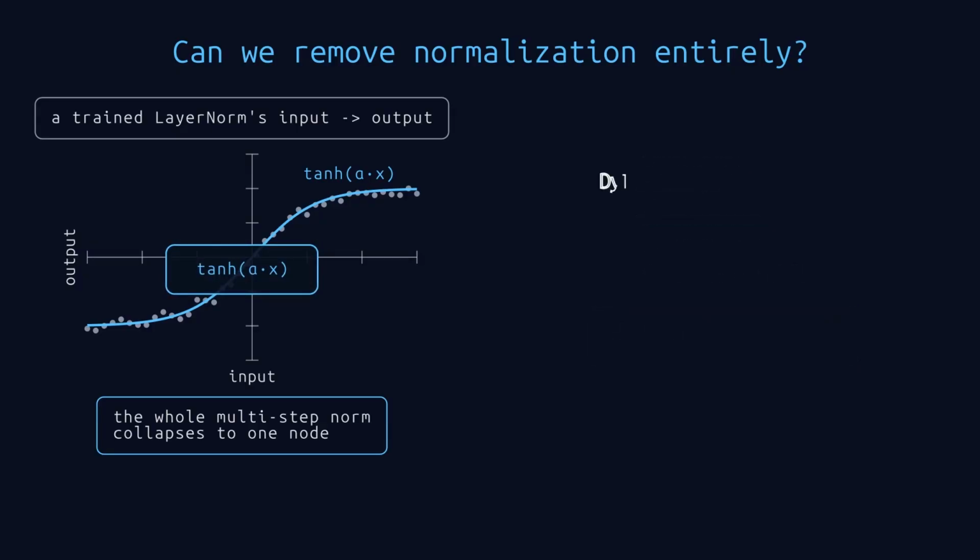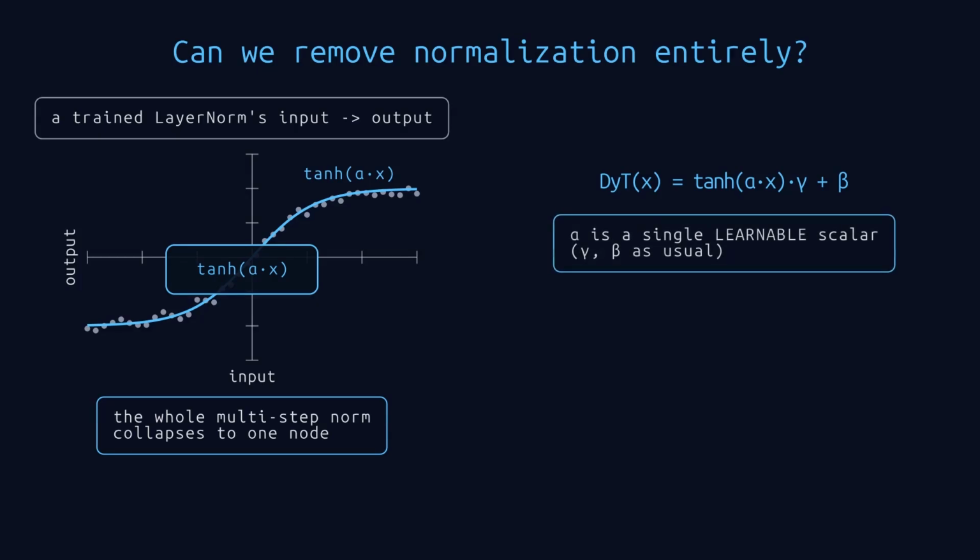Dynamic Tanh says no. Replace the whole normalization block with a single operation. Scale the input by a learnable number, then apply the usual gamma and beta. No mean, no variance, no statistics across the feature dimension at all, just a scaled, bounded squash. And as a drop-in, it matches normalized models across vision transformers, diffusion models, and LLM-scale language models, mostly without any extra tuning.